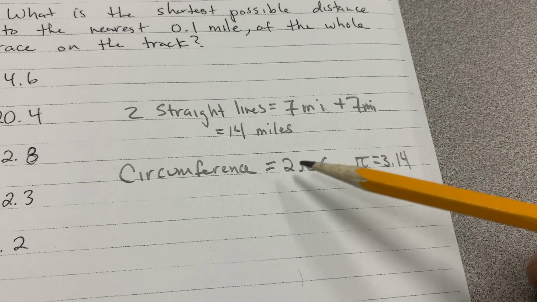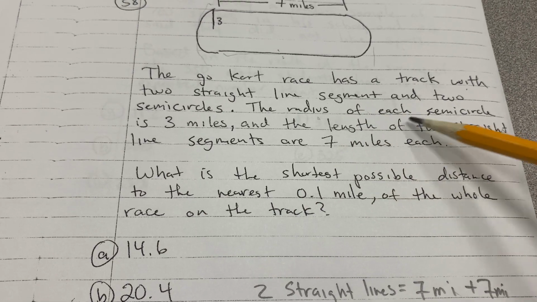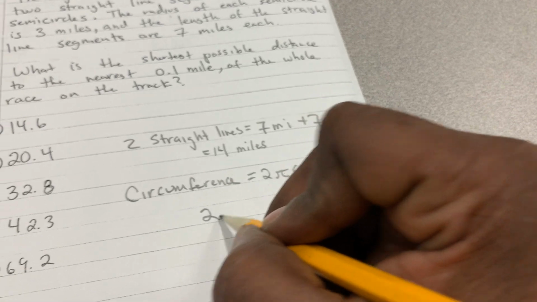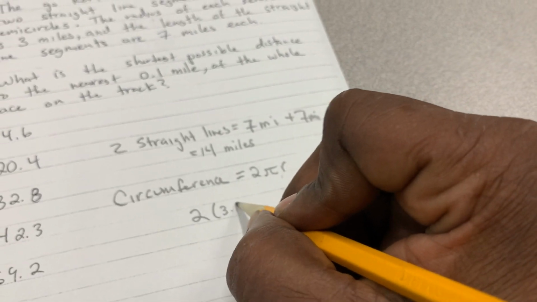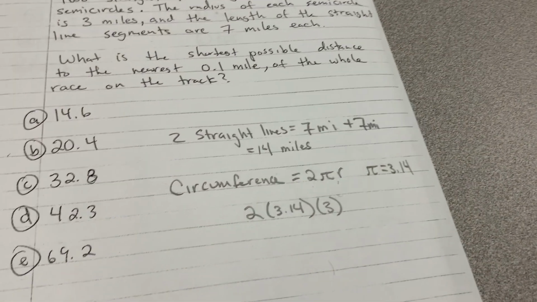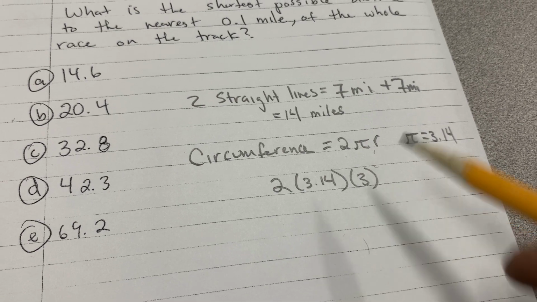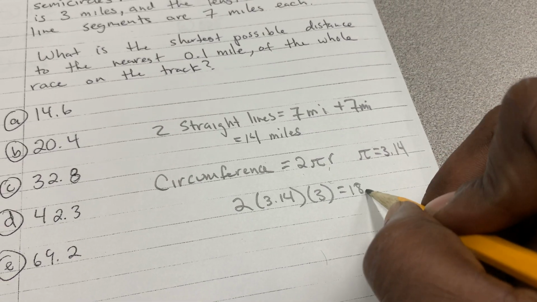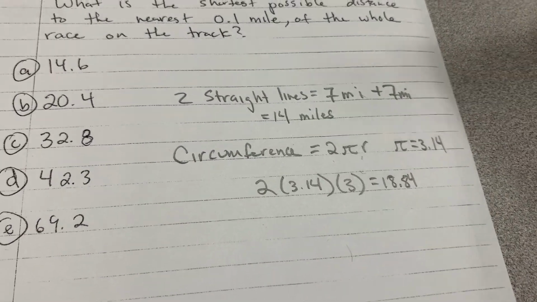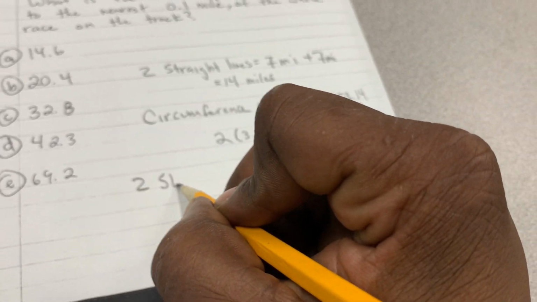Now all we have to do is plug our radiuses in here, and it already told us the radius of each semicircle is 3 miles. So now what we're gonna do is put the 2, the pi is 3.14, and the radius is 3, okay? So when you multiply all of this, it's going to give you 18.84.